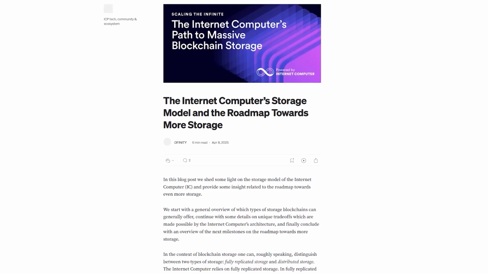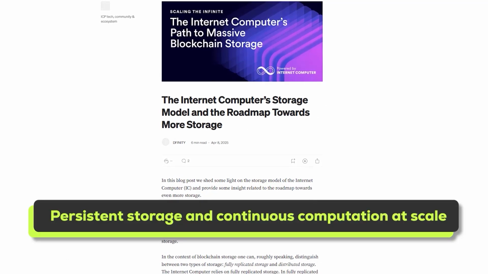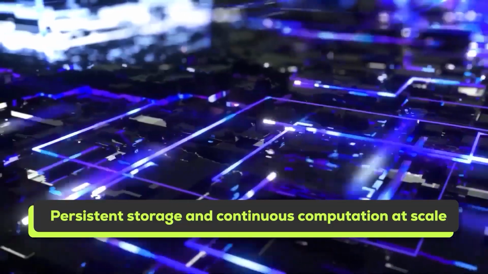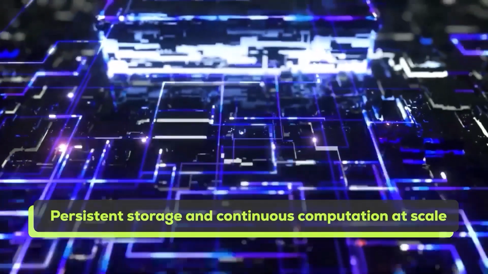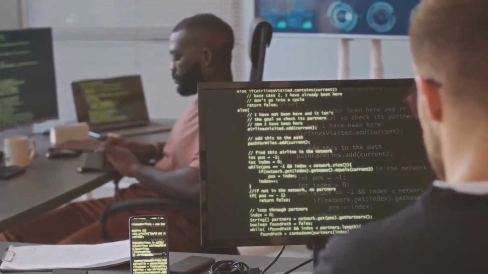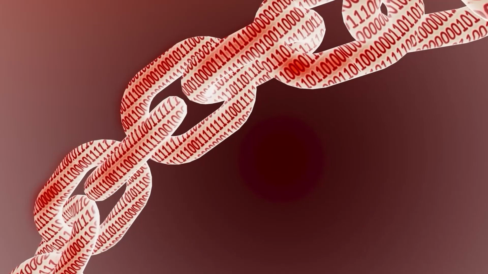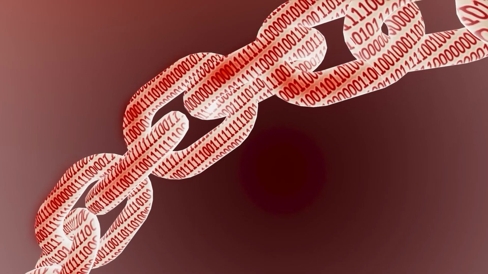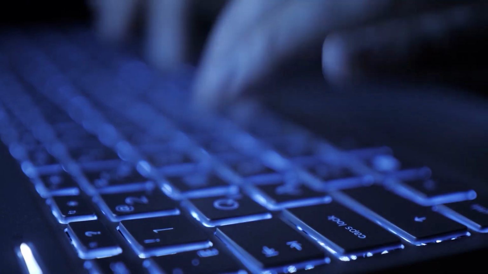By January 2026, ICP supports persistent storage and continuous computation at scale. This allows applications to maintain state over time without external databases, a feature that remains limited or expensive on other blockchains.